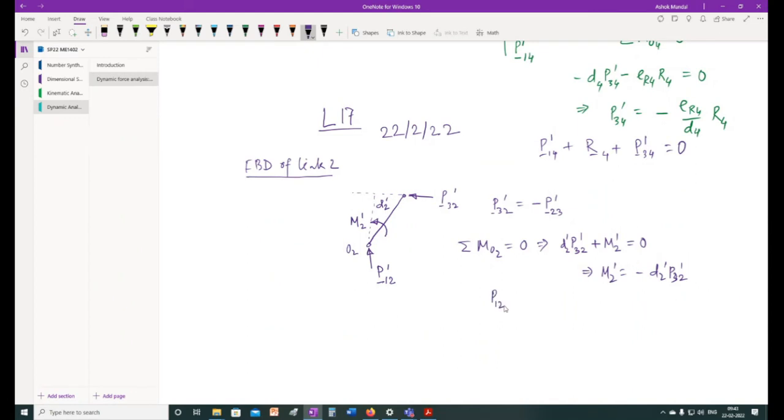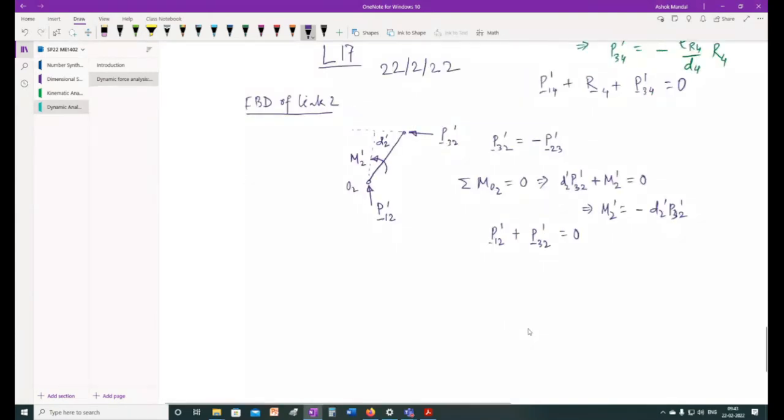You have to complete the force diagram here. P12 must be equal to this P32 and opposite, because there is no other force acting here. So if you do the force balance, you have this just equal and opposite. So this is the problem.